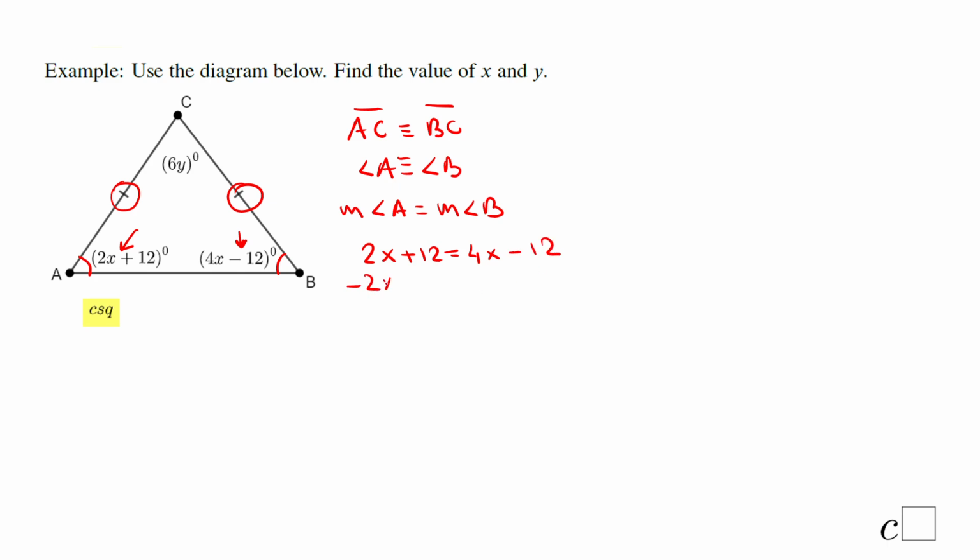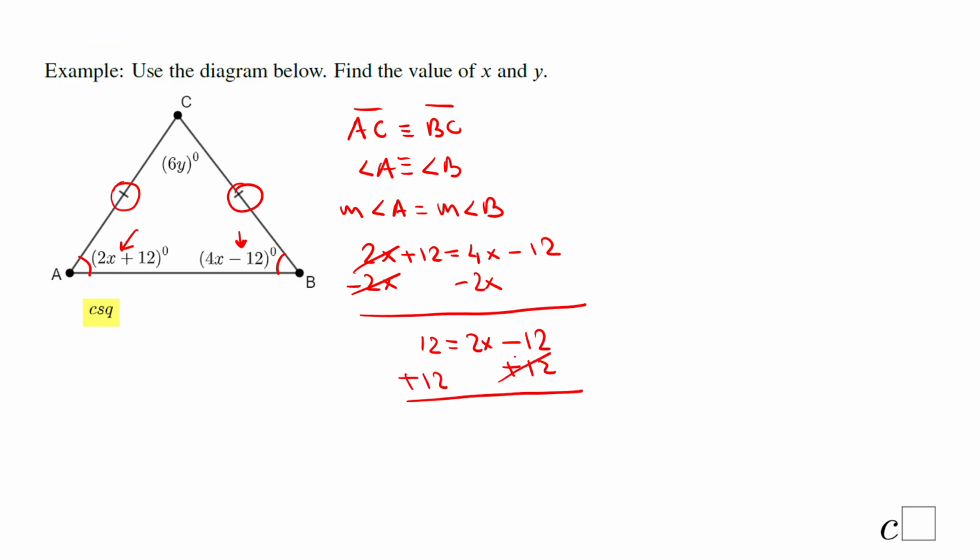I'll subtract 2x here to get rid of this positive 2x. Don't forget to do the same thing on the other side. So then we have 12 equals 2x minus 12. Add 12, and we have 24 equals 2x. Divide by 2, and we end up with an x of 12, which is the first part. Find the value of x. Now we need to find the value of y. For finding the value of y, we really need to find the measure of one of these angles.